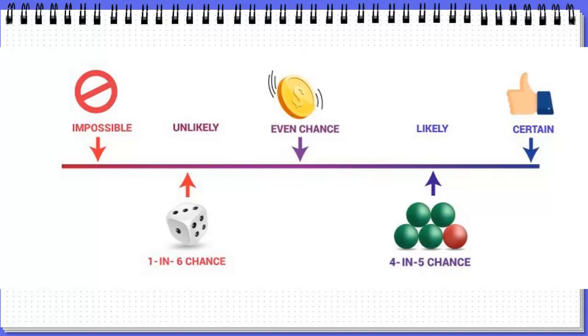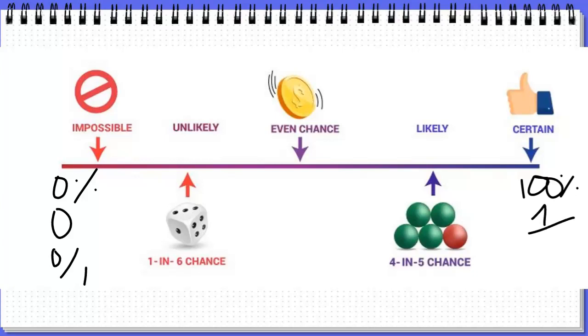So if something is impossible, that is a 0% chance that it happens, or 0 out of 1. Now, all the way on the other end of the number line, if something is certain, that would be 100% chance of it happening, which is equivalent to 1 whole, or 1 out of 1. An even chance, which is halfway in the middle, that's our 50%. So it's equally likely of happening, which we can represent as 1/2 or 0.5.